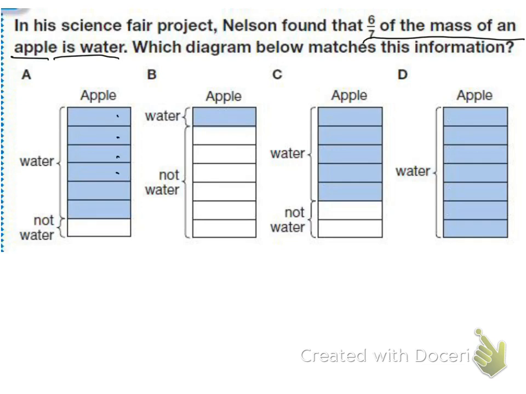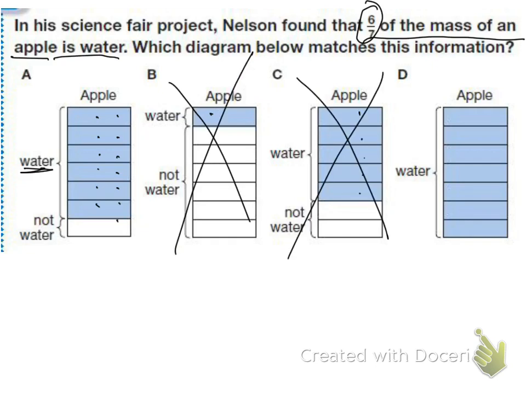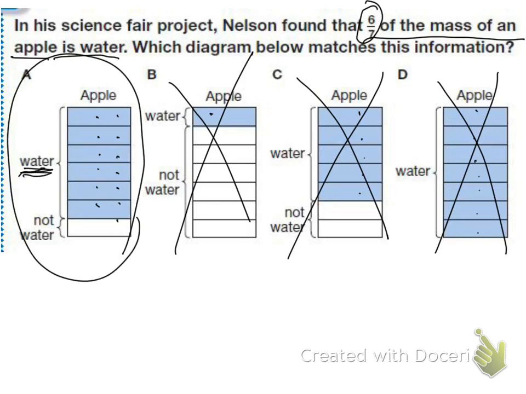1, 2, 3, 4, 5, 6, 7. Okay, they're all divided into sevenths. So 6/7 is water. So I should see water being 6/7. 1, 2, 3, 4, 5, 6. Okay, that one's correct. This one's only showing 1/6. That can't be it. 1, 2, 3, 4, 5. That's not it. And 1, 2, 3, 4, 5, 6, 7. So that's not it. So the only one that shows that water is 6/7 of an apple is drawing A.